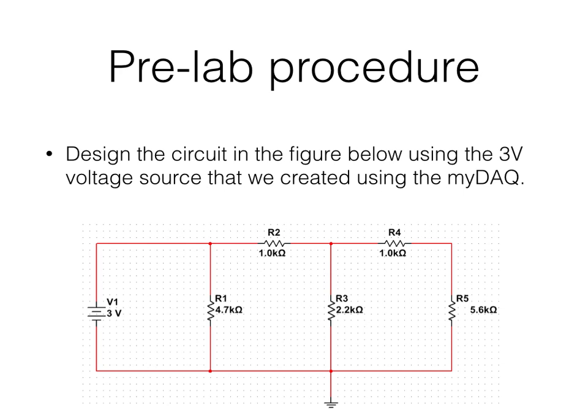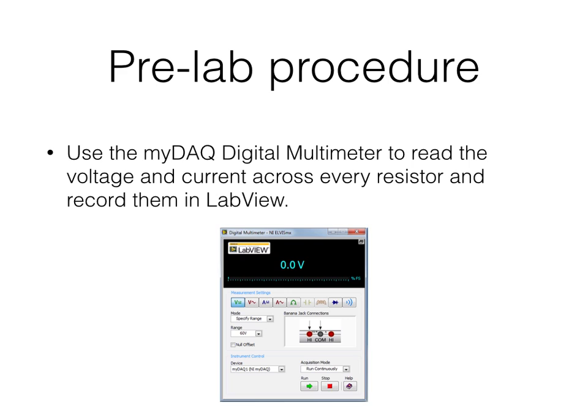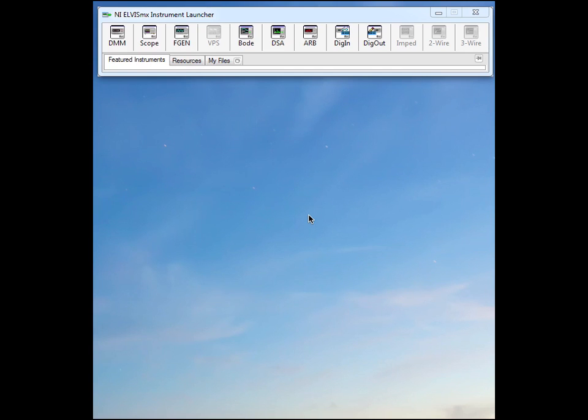Next, we must design the circuit in the figure below using the 3-volt voltage source that we created using the myDAQ. We're going to use the myDAQ digital multimeter to read the voltage and current across every resistor and record them in LabView. To open the LabView digital multimeter, you have to first start the NI-Elvis instrument launcher. Next, select DMM.